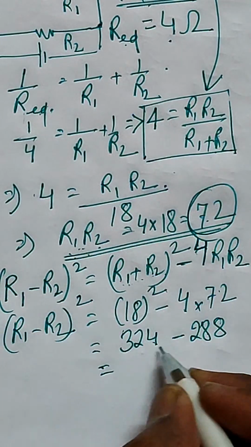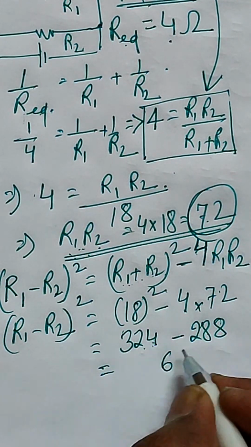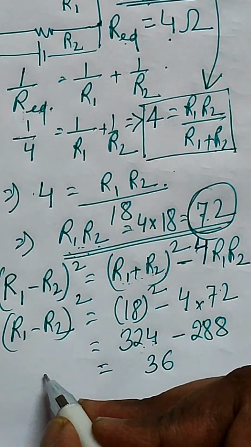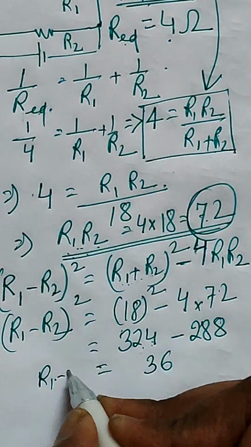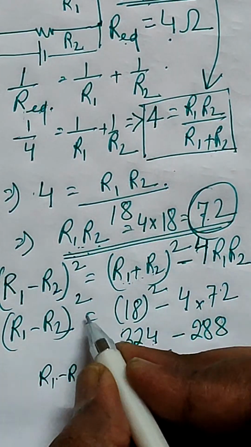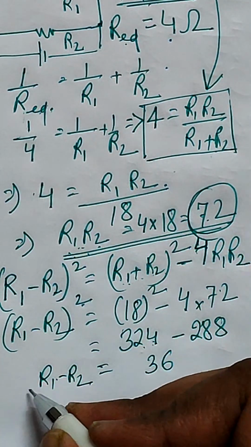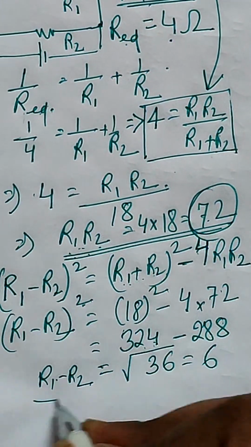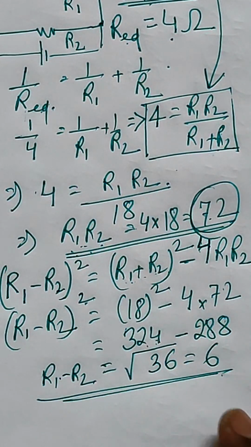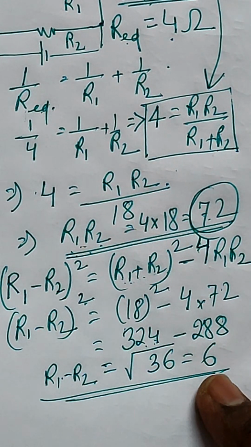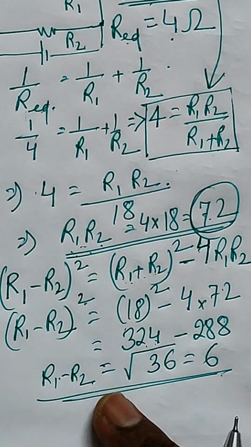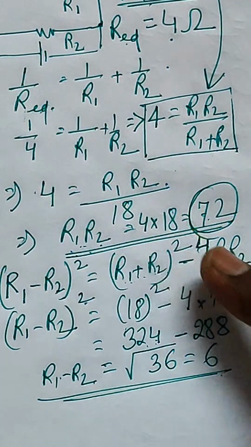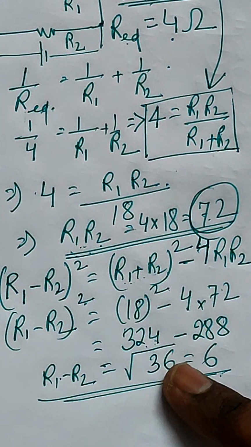So when you subtract it, you will get 36, right? So R1 minus R2 is calculated as, when this square is eliminated after taking the square root, root 36. So R1 minus R2 is 6, right? Now we have the value of R1 plus R2, the value of R1 into R2, and the value of R1 minus R2.